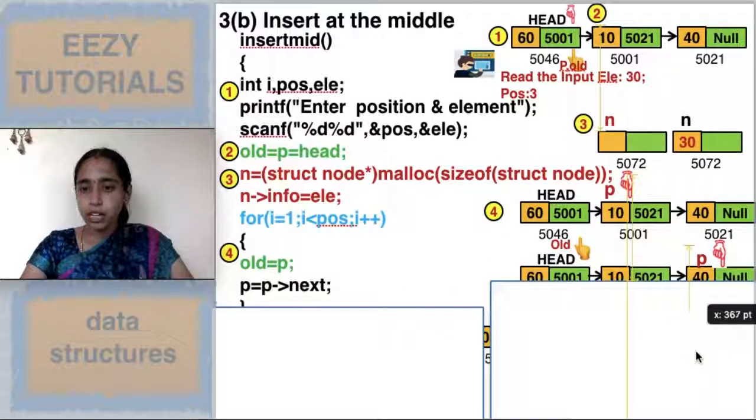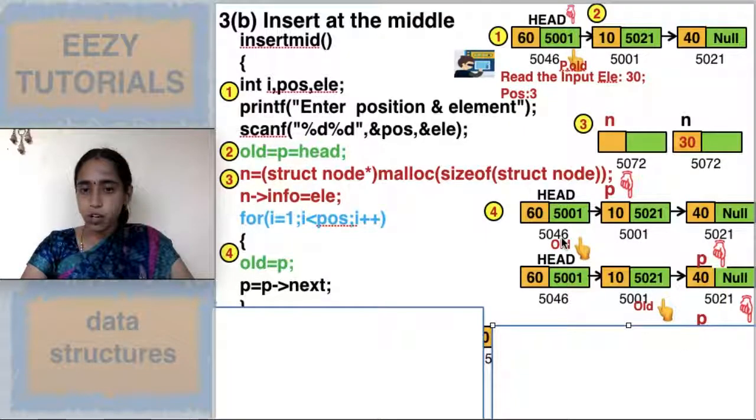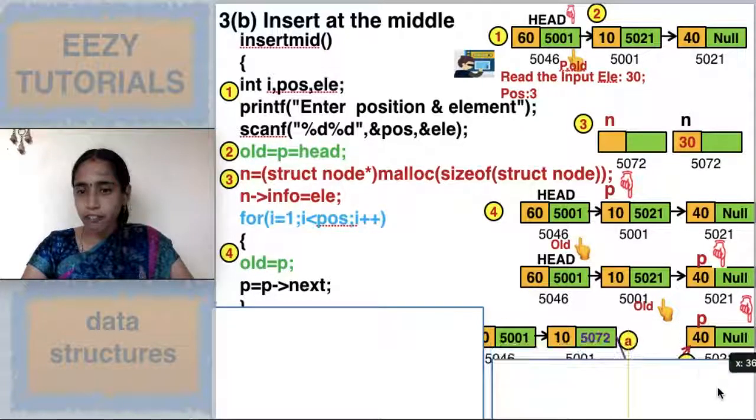If you are doing that, first old and p are in the initial position. Now p will be moved here. In the second iteration old will be moved here, p will be moved here. My input is 3. So old is at the second node, and after that p is present.